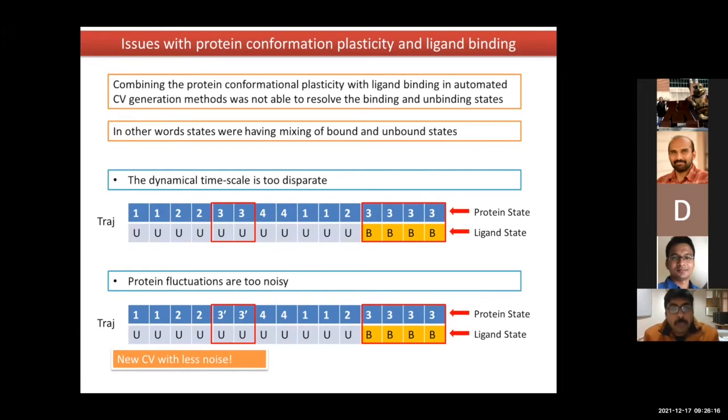There was a mixing of bound and unbound states. So we tried to look into what may be the reason. We propose that there may be two reasons. One is there may be a time scale difference, meaning the dynamical times are too disparate in both events.